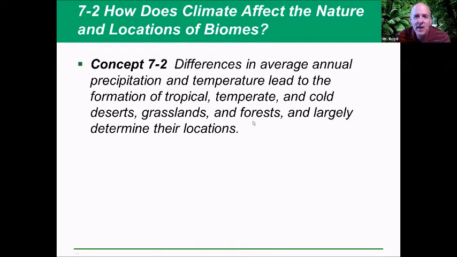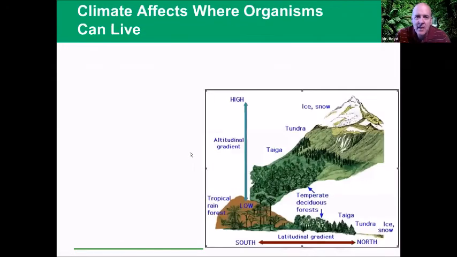Okay, so how does climate affect the nature and locations of biomes? Differences in the rainfall or precipitation, doesn't have to be rain, and temperature lead to the formation of tropical, temperate, and cold deserts, grasslands, and forests, and determine their location. So the ecosystems you have are based on what's going on with the climate. And the climate affects where the organisms can live.